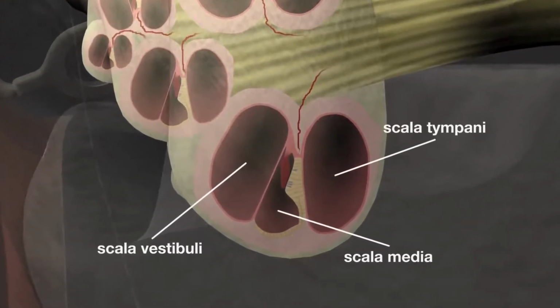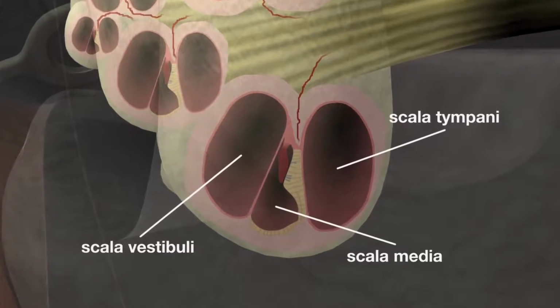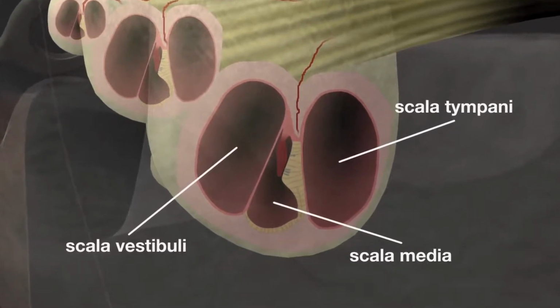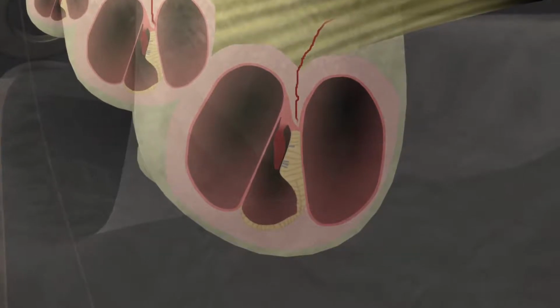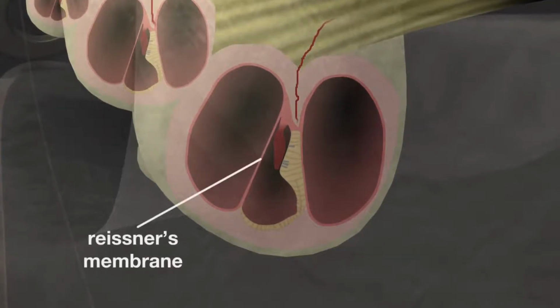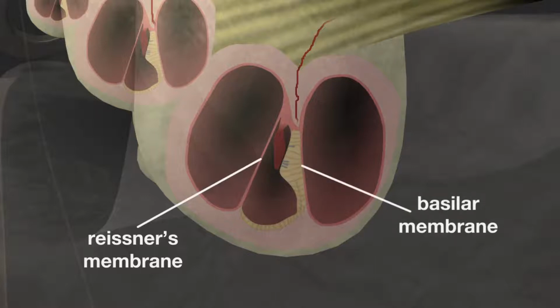The scala vestibuli and the scala tympani contain perilymph fluid. The scala media contains endolymph fluid. Reissner's membrane separates the scala vestibuli from the scala media, and the basilar membrane separates the scala media from the scala tympani.